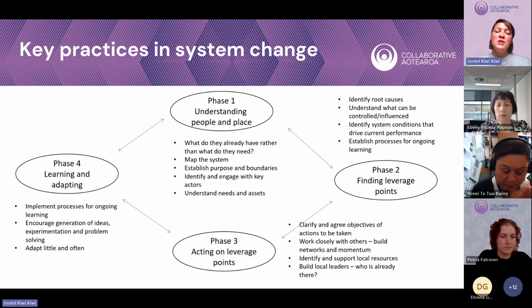And then we've got adapt, little and often. So there can be temptation in change-making processes where change needs to be completely overhauled and we need to start from scratch, scrap it, start again. And I'm not saying that that's not right in some circumstances, but in circumstances with communities and whānau, adapting little and often is the way that's going to bring more people on board.